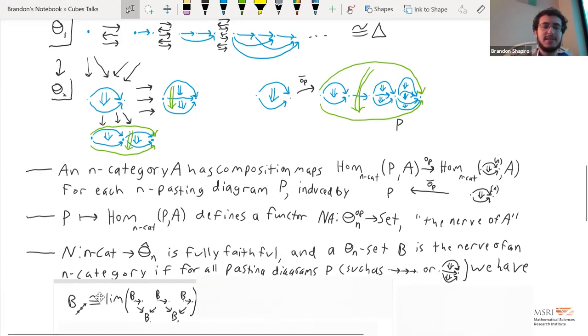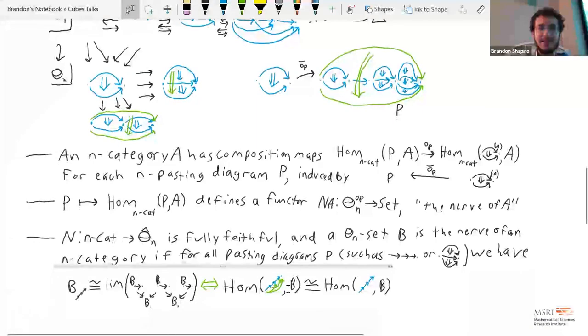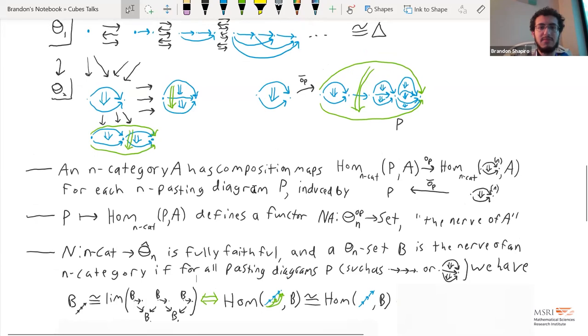We want it to be the case, for instance, that for any object in B, in the component of B indexed by three arrows, which includes the composite of those arrows, as we saw up here, any three composable arrows extend to an element of B triple arrow here. Another way of phrasing that is that maps from the representable three simplex in theta n sets into B agrees with the map from just three arrows into B. Any three arrows extend to all of these composites.